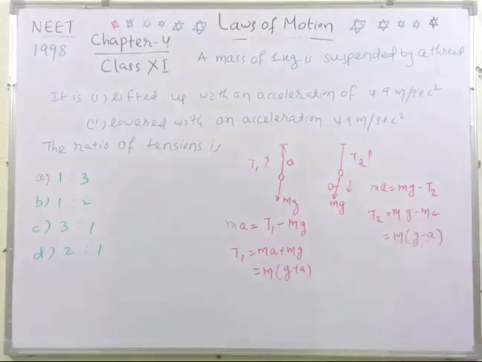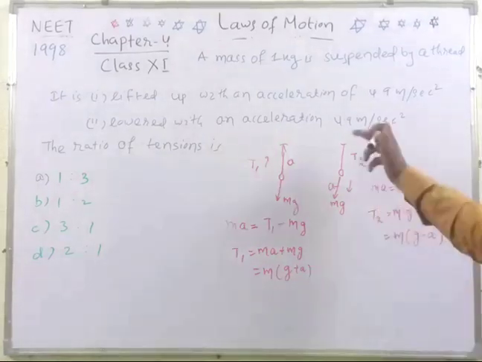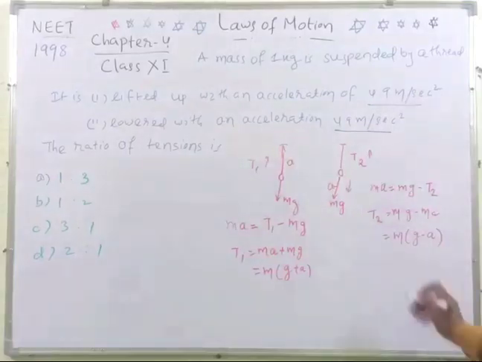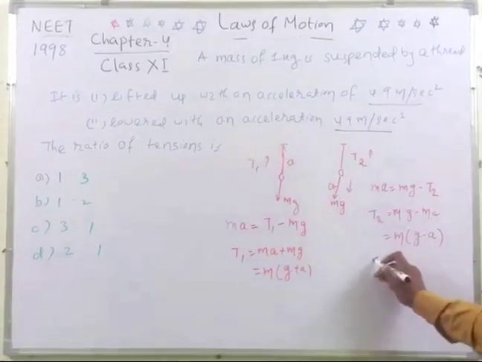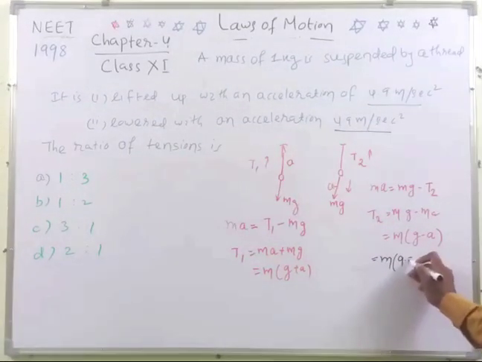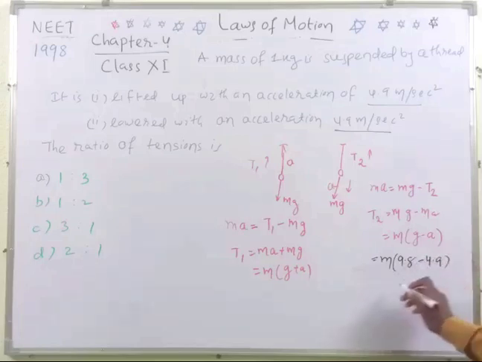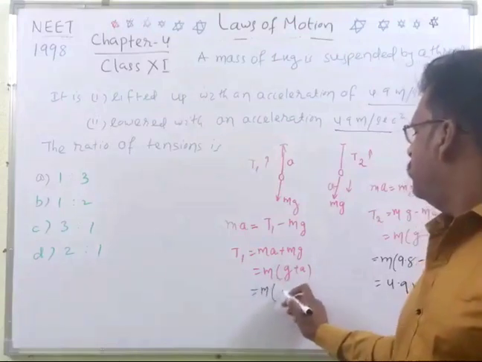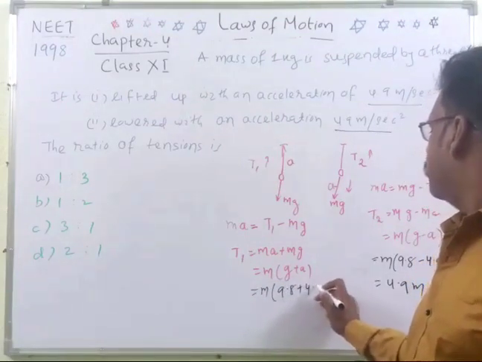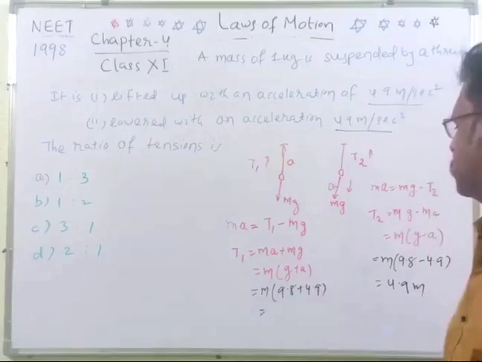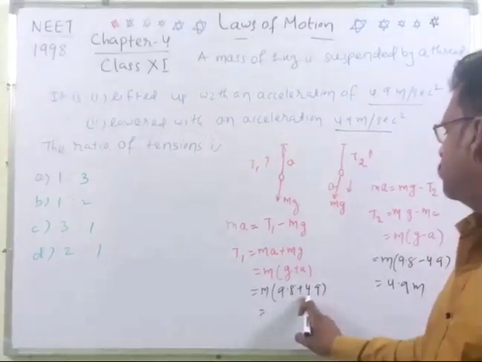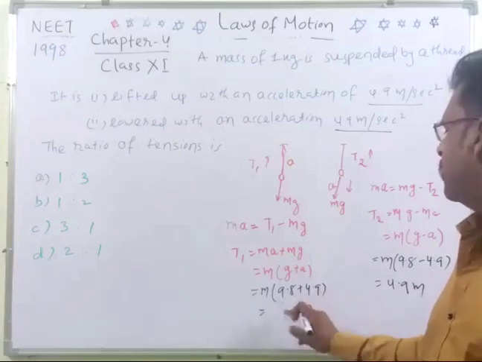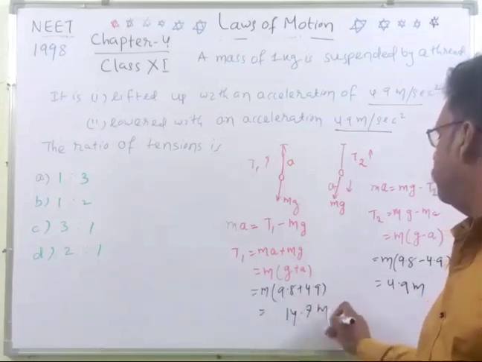And what is the acceleration given? In both the cases, the acceleration is 4.9 meters per second square. So T2 is m into (9.8 minus 4.9), that is 4.9 m, and T1 is m into (9.8 plus 4.9), that is 14.7 m.